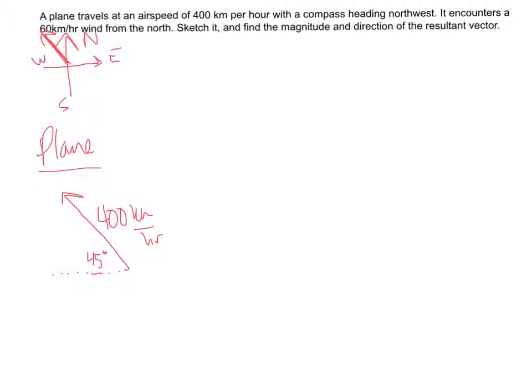north and west. It then encounters a 60 kilometer per hour wind from the north, so that means the wind would be heading south. And what we want to figure out is what is the resultant vector, and I'm going to try to color code things here a little bit. So we'll have the wind be blue. So what we're going to do is find the x and y components of each vector, add them together, and that will tell us what the resultant vector, or what the plane, is actually doing.